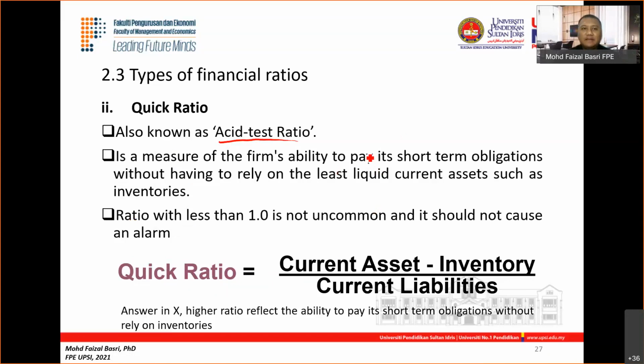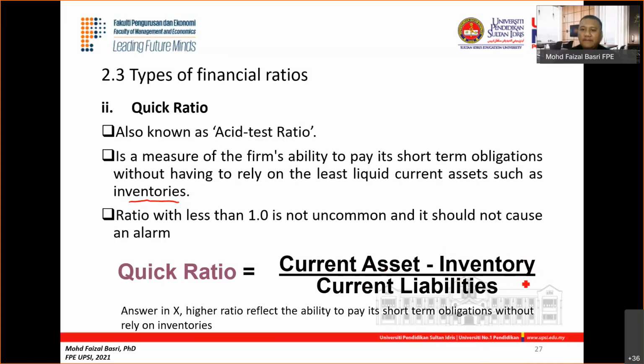Okay, it's quite similar like current ratio earlier, whereby it measures the firm's ability to pay short-term obligations. But here, we will deduct one other information, which is the inventories. Hence the formula, kalau yang nampak, it's quite similar like earlier. We have current assets, we have current liabilities. But for the current assets, we minus the inventory. We don't take into account inventory as part of current assets.